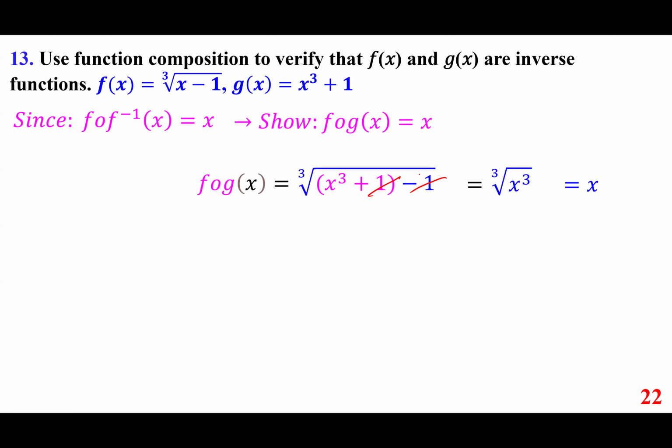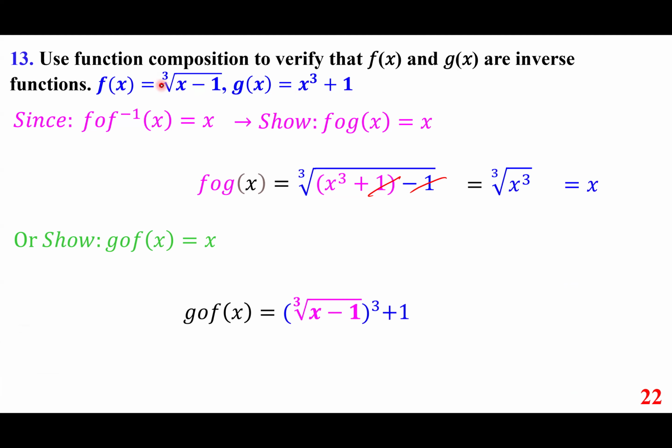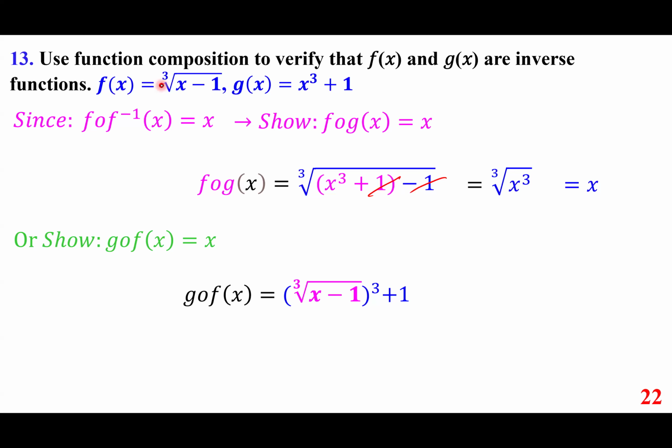You don't have to show g of f, but I'm going to show you quickly this one. Again, one of them is good enough. G of f of x means use the g function, replace the x with cube root of x minus 1. That's the meaning of it. If you raise this to the power of 3, it can undo the cube root, becomes x minus 1. Negative 1 and positive 1 cancel each other. It's x, and it checks.